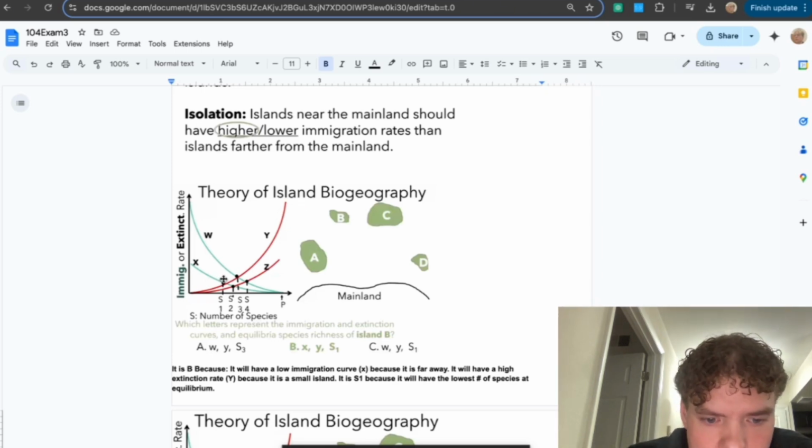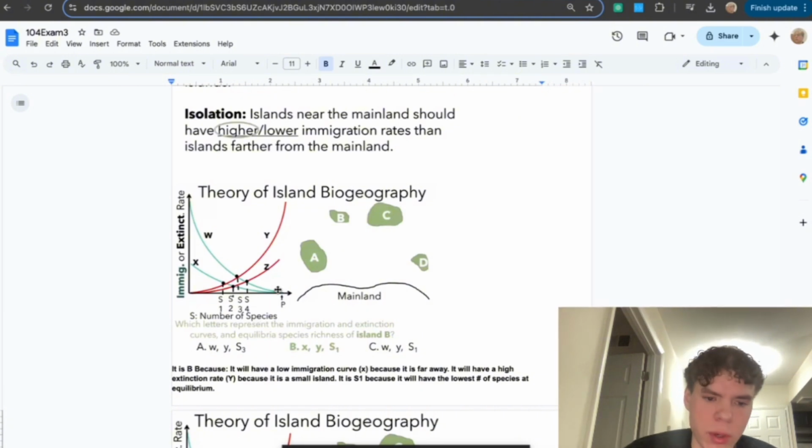So it will have a low immigration curve because it is far away. It will have a high extinction rate, Y, because it is a small island. It is S1 because it will have the lowest number of species at equilibrium. S1, S2, S3, S4 refer to when the extinction and immigration rates are at equilibrium, what would have the highest species. We know that A would be able to have the most species. So we automatically know that S4 is A, because it's going to have high immigration, low extinction, right?